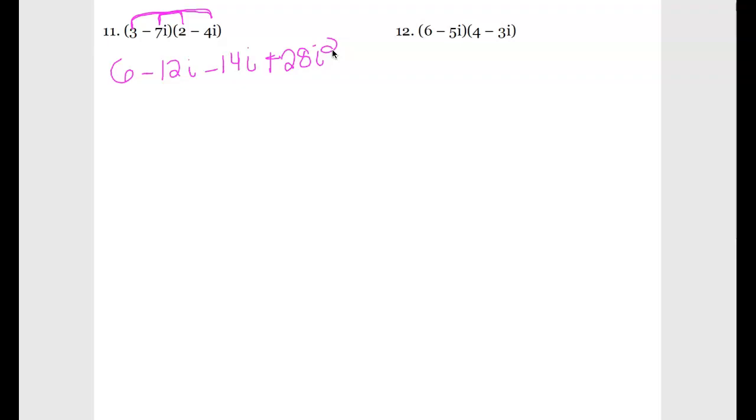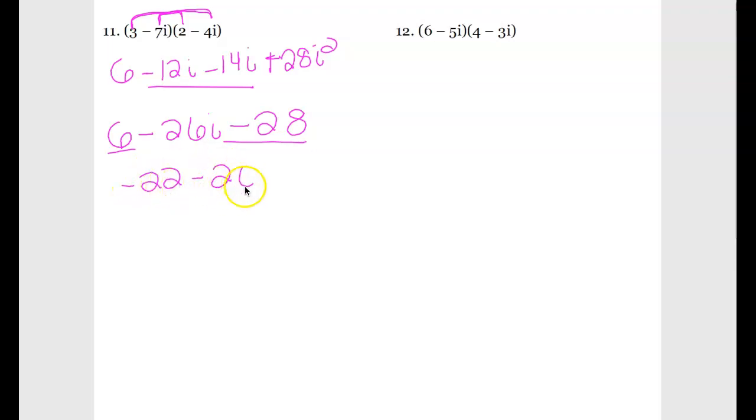change i squared and combine like terms. So you have 6 minus 26i minus 28. Once again, I have like terms between the 6 and the 28. So I get negative 22 minus 26i. Real plus imaginary.